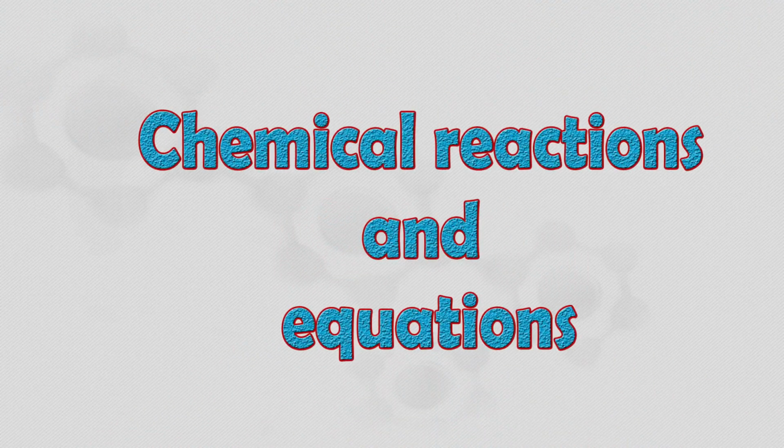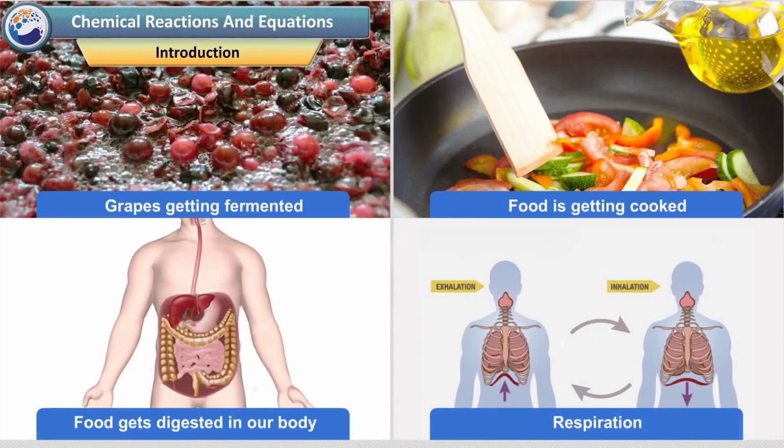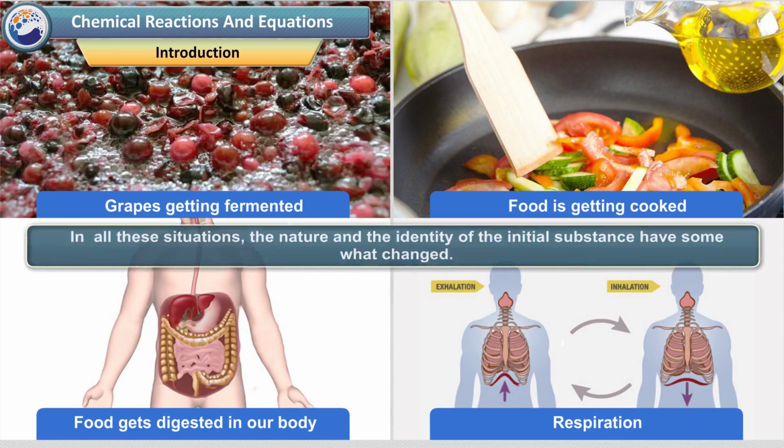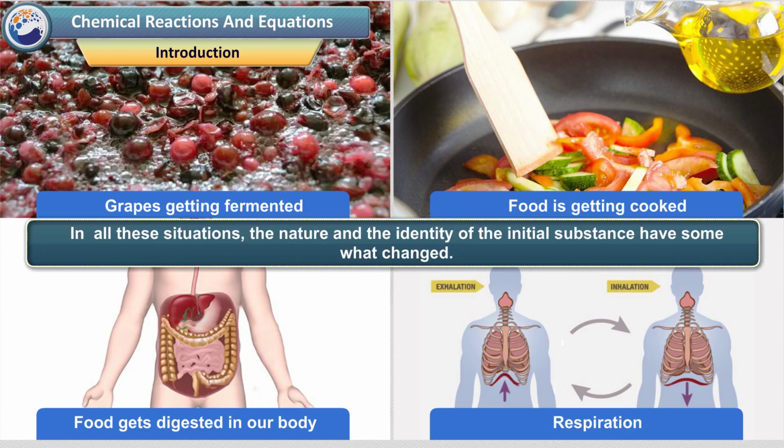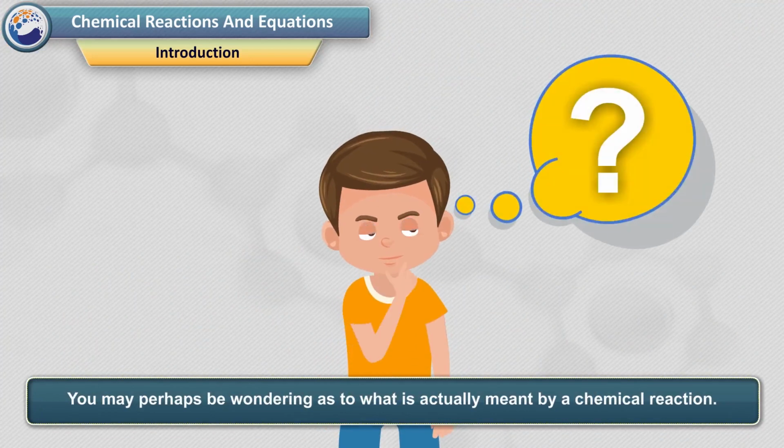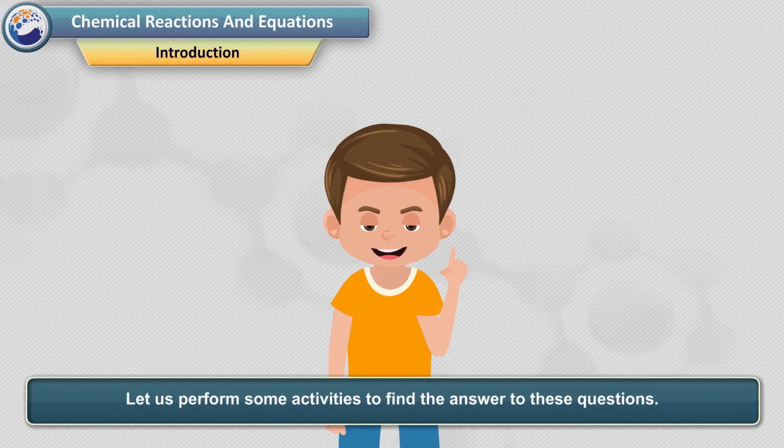Chapter 1. Chemical Reactions and Equations. Consider situations like grapes getting fermented, food getting cooked, food getting digested in our body, and respiration. In all these situations, the nature and the identity of the initial substance have somewhat changed. Whenever a chemical change occurs, we can say that a chemical reaction has taken place. You may perhaps be wondering what is actually meant by a chemical reaction. Let us perform some activities to find the answer to these questions.